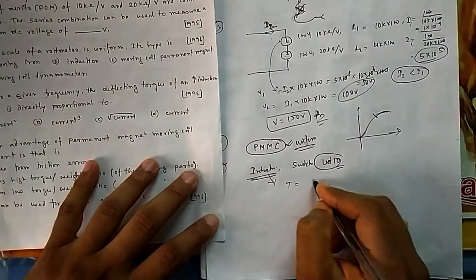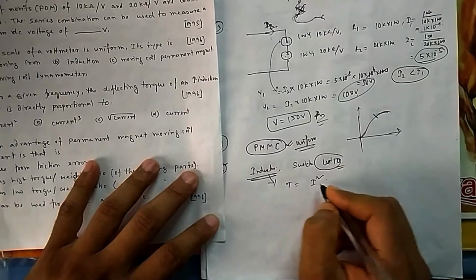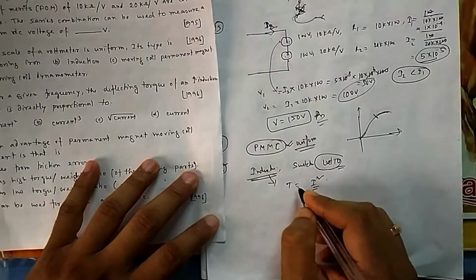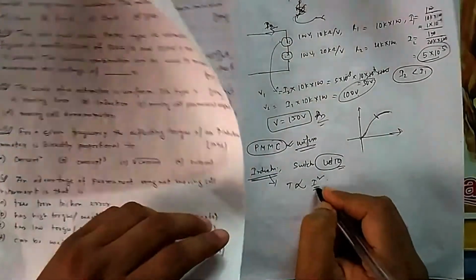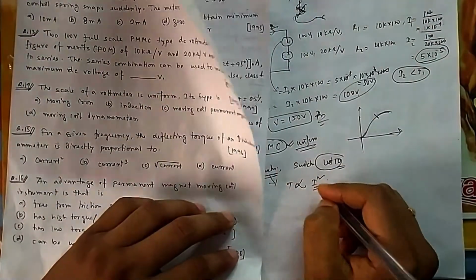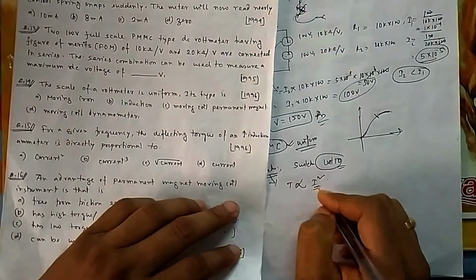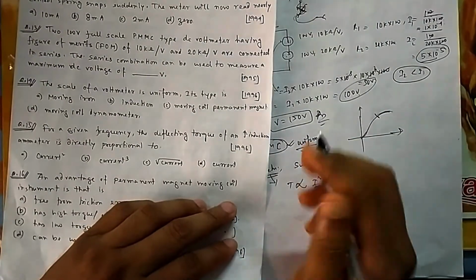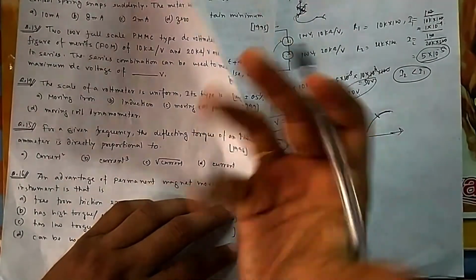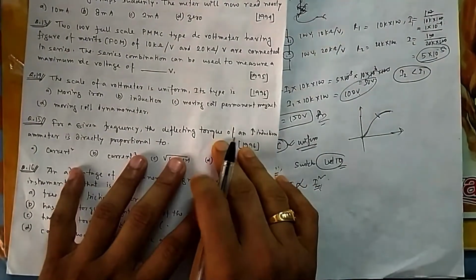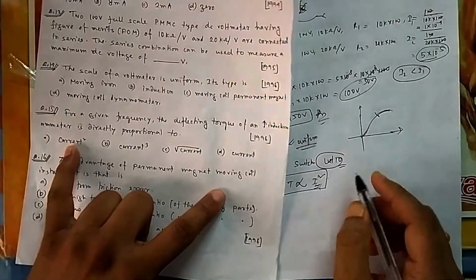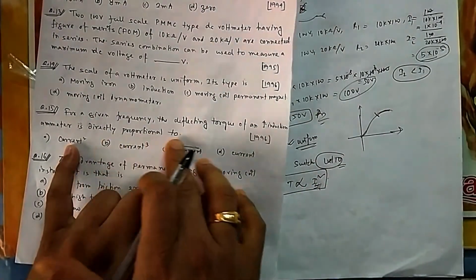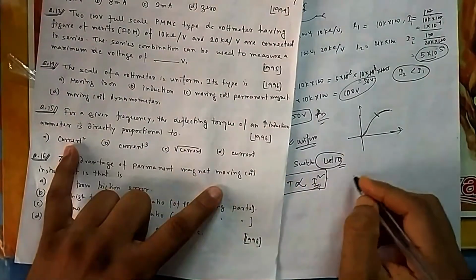So you can see that T is directly proportional to I square, because it was proportional to phi I. Phi is also produced by I. One is eddy current flux, one is the normal flux. So the interaction between the eddy currents will produce that torque. The disc will rotate. How it will rotate we have explained there in detail. You can check it out. So it will obviously be current square. The deflecting torque is directly proportional to current square.